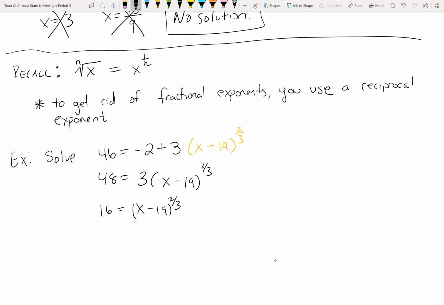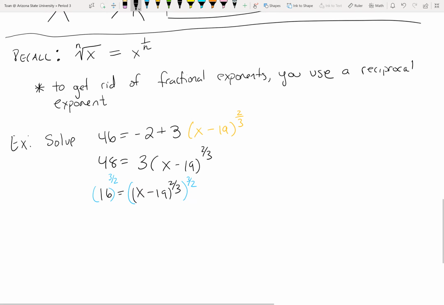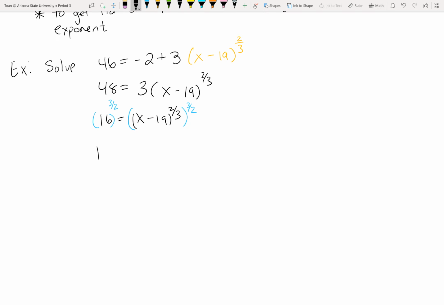Now that the radical part is isolated, yes, I know it doesn't look like a radical, we can go ahead and get rid of it, and the idea was to use a reciprocal exponent. So if I want to get rid of an exponent of 2/3, I'll use an exponent of 3/2. So we end up with 16 to the 3/2 power equals x minus 19. Now all we have to do is simplify that 16 to the 3/2 power. And again, I think this is like 1.2a or 1.2b. So here's some scratch work.